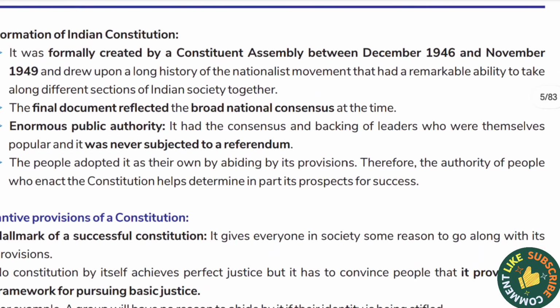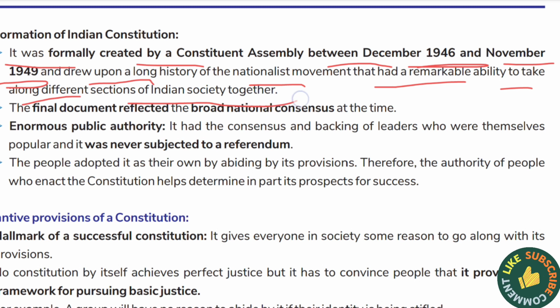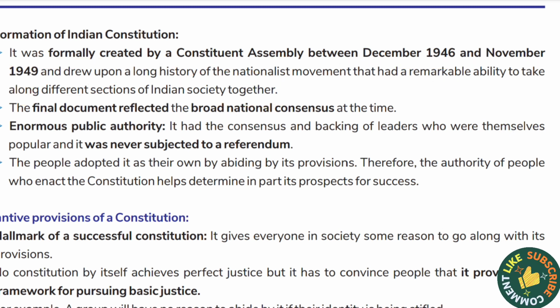So, formation of the Indian constitution. It was formally created by the Constituent Assembly between December 1946 and November 1949 and drew upon a long history of the nationalist movement that had a remarkable ability to take along different sections of Indian society together. The final document reflected a broad national consensus at the time.